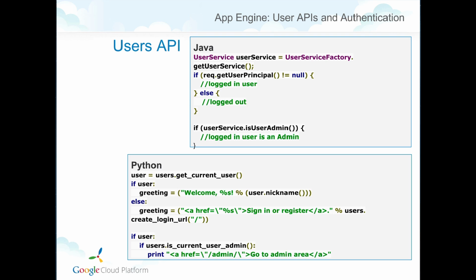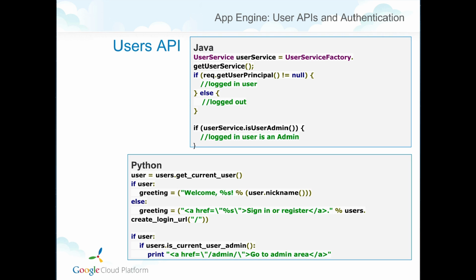Here's a couple of examples of the user API. In Java, it's very simple. There's a factory to get the user service, and then if that user's null, then they're not logged in, and you could redirect them to the login user. Or likewise, if the user service is an admin user, it says true or false. So it's very simple to use this inside of your code, adding perhaps a section of code or some other function that you only want to allow admin users to trigger.